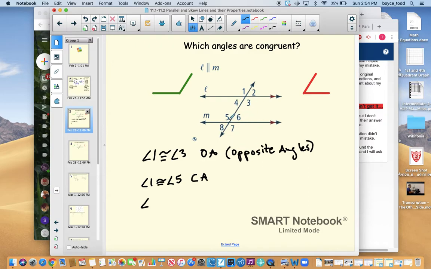And then let's find an alternate interior angle. If you look here, if we alternate to the other side, angle 4 is congruent to angle 6. So those are alternate interior angles. I'm just going to abbreviate them to save time. So we found some examples, but there's definitely a lot more.